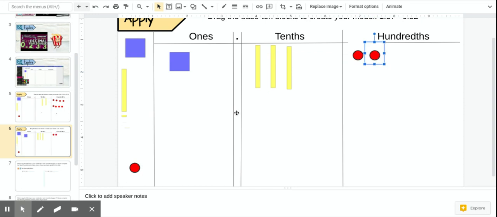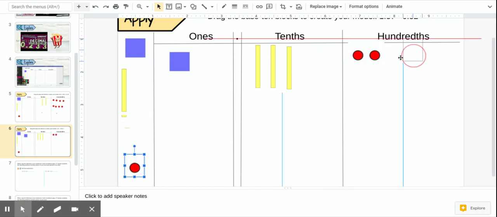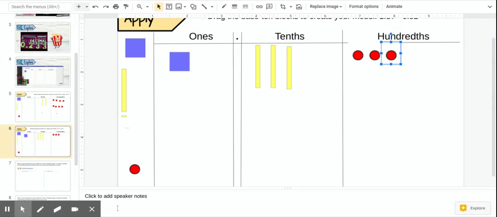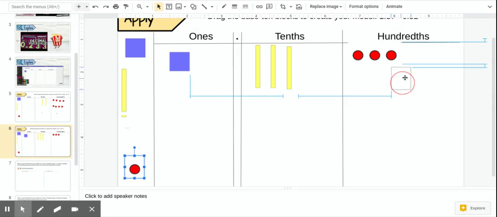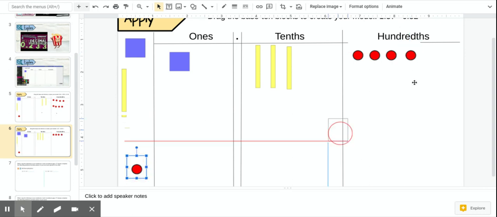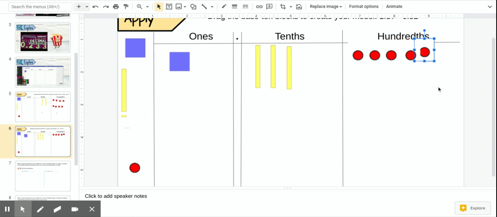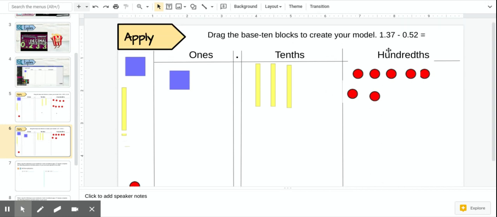So for this next one, we have 1 and 37 hundredths minus 52 hundredths. Okay, remember, we're only going to model that very first number. So I'm going to again look at my place value. I have 1 whole, so I'm going to drag over 1 whole. I have 3 tenths, so I'm going to drag over 3 of my skinnies. 2, 3. Okay, and I have 7 hundredths, so I need 5 of my circles.